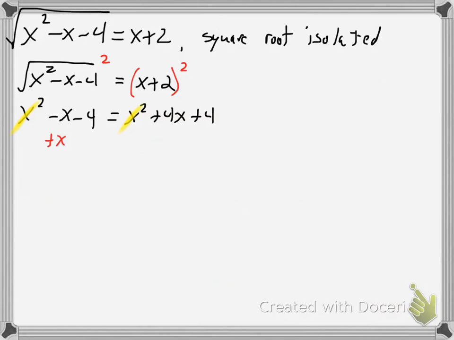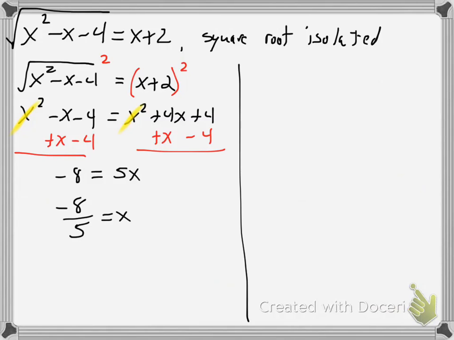This is now a linear equation, so we want one side to have the x's and the other side to have just the numbers. So we're going to add the x's to the right, and we're going to subtract the numbers over to the left-hand side. So we have -8 equals 5x. We'll divide both sides by 5, and -8 over 5 is equal to x. We'll go ahead and check.